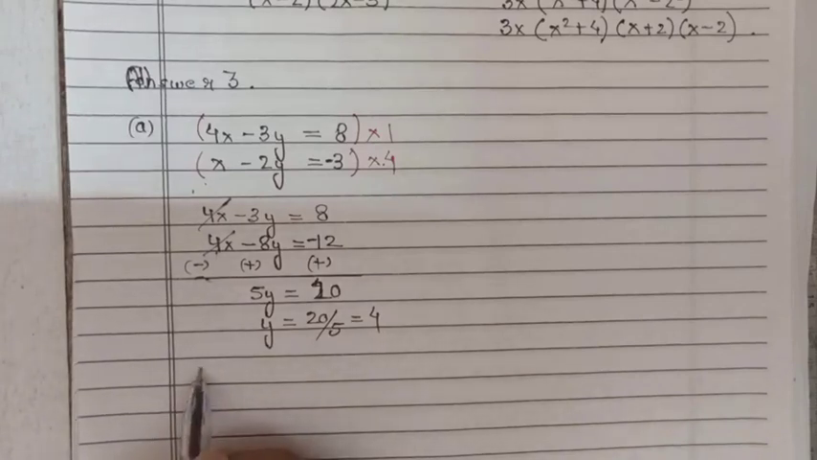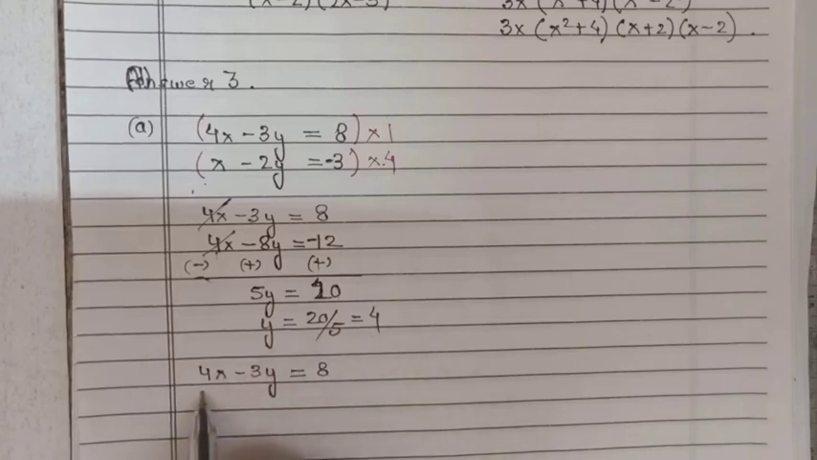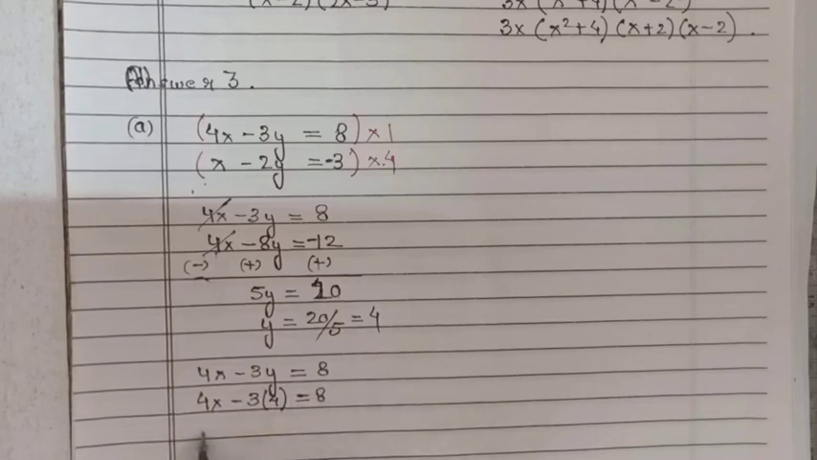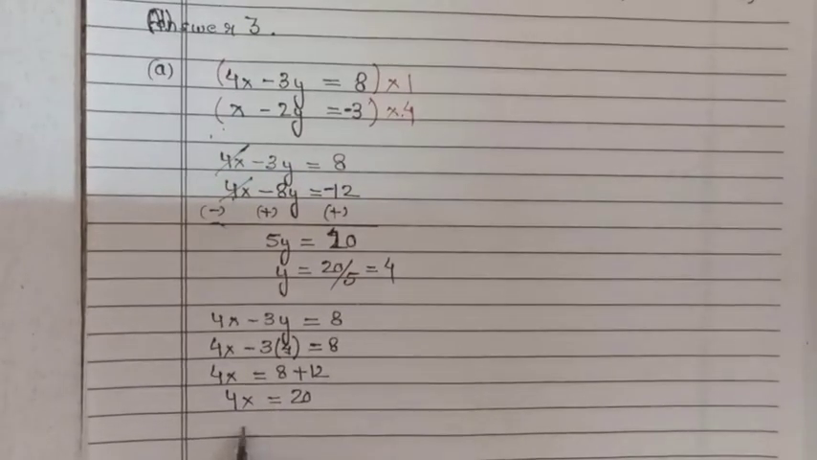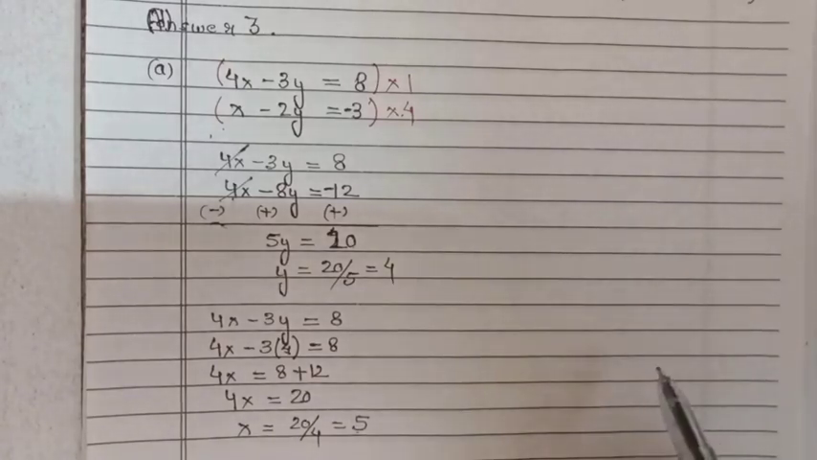Now solving for x, first equation, 4x minus 3y is equal to 8. So this will give you 4x minus 3 into 4. This will become minus 12, transfer it that side, it will become plus 12. So 4x is equal to 20. So x is equal to 20 upon 4. The question says you have to find the value for x and y, so it's 4 and 5. This was the A part.